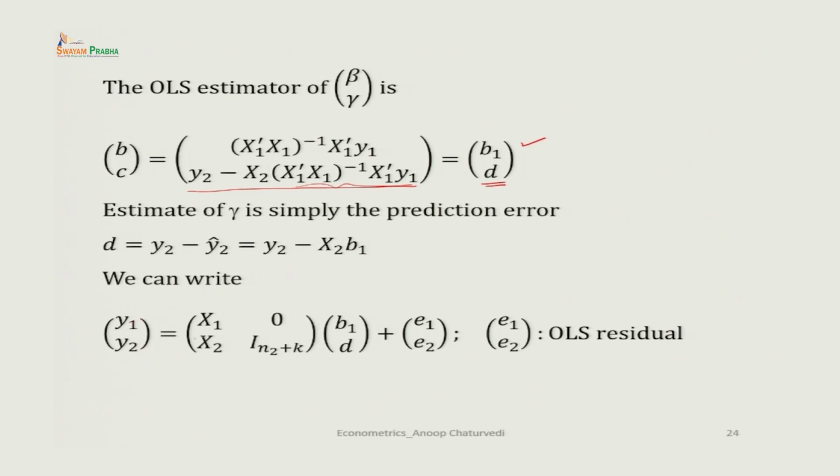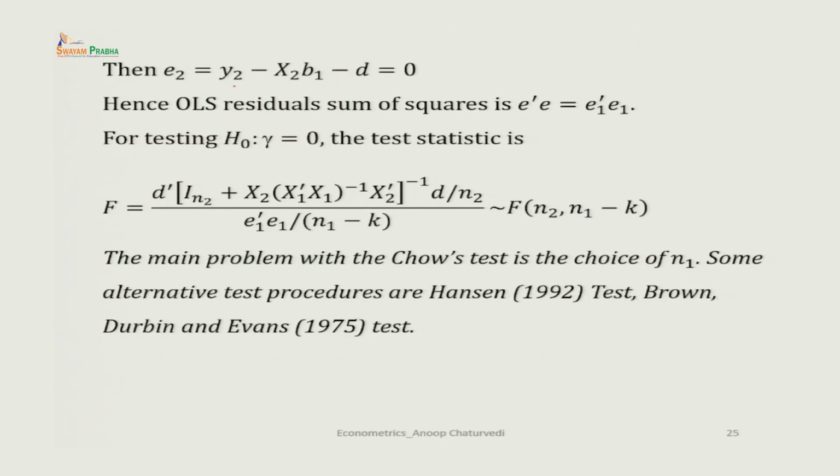So, you can write the model as y1, y2 equal to x1, x2, 0, I_n2 times b1, d plus e1, e2. Here e1, e2 is the OLS residual and e2 is equal to y2 minus x2 b1 minus d, which is equal to 0. So, the OLS residual sum of squares e transpose e is equal to e1 transpose e1, and then you test this hypothesis gamma equal to 0. So, your test statistic is F equal to d transpose, then in between you have the variance covariance matrix whole inverse d, divided by n2, upon e1 transpose e1 divided by n1 minus k, which follows F distribution. So, you get the same statistic.